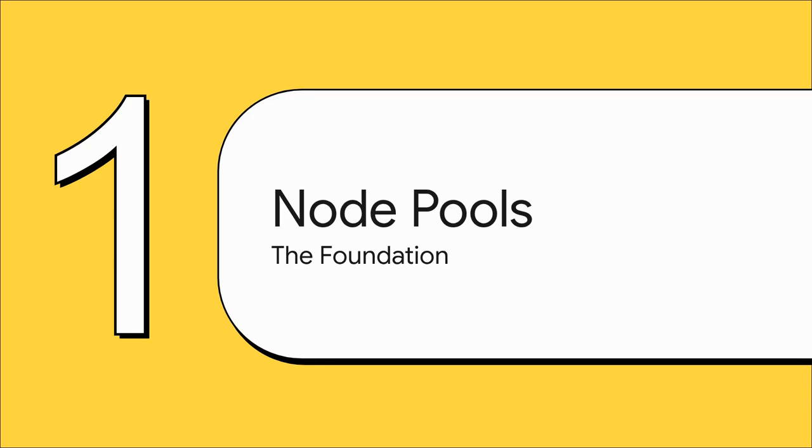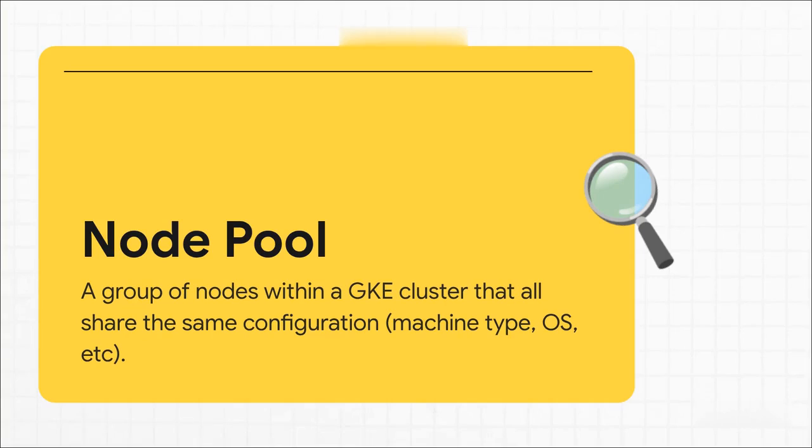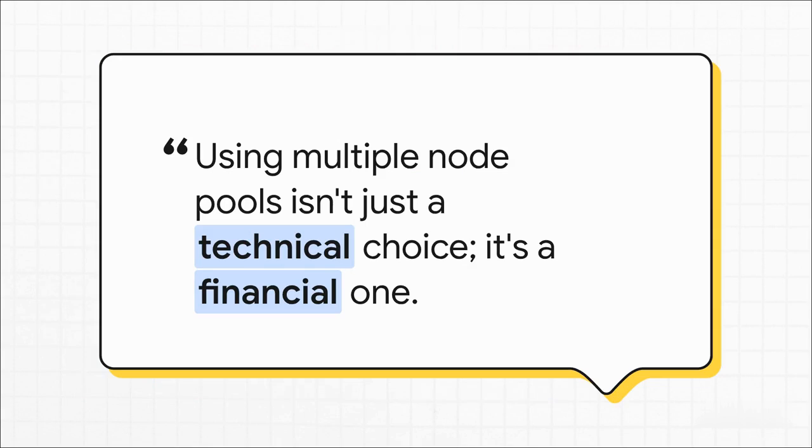You've got to think of these as the fundamental starting point for organizing your cluster. This isn't just a feature. It's where smart design really begins. So, what in the world is a node pool? Well, it's actually super simple. It's just a bunch of your worker nodes inside your cluster that all share the exact same DNA. We're talking the same machine type, the same amount of disk space, the same OS. They're basically identical twins.